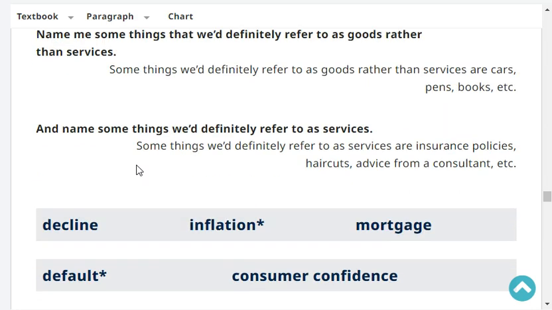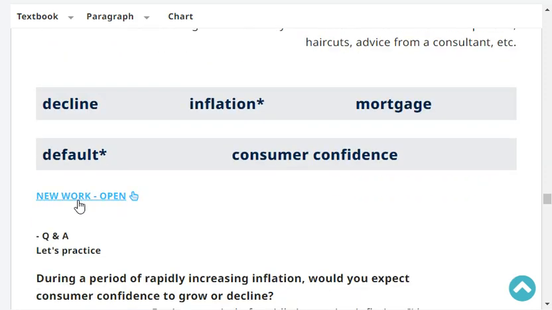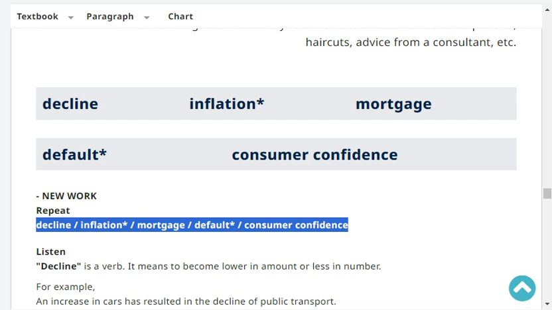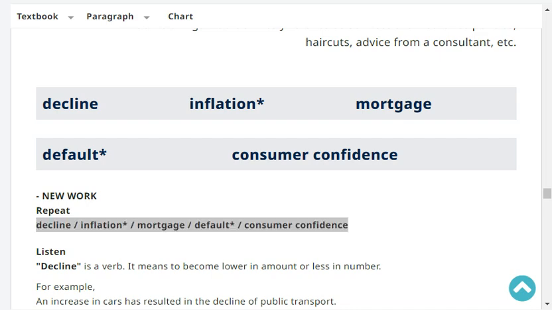Clothes, etc. Right, and name me some things we definitely refer to as services. Some things we definitely refer to as services are insurance policies, haircuts, advice from a consultant, etc. Very good. Next, repeat: decline, inflation, mortgage, default, consumer confidence.